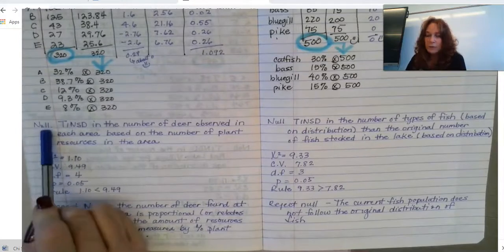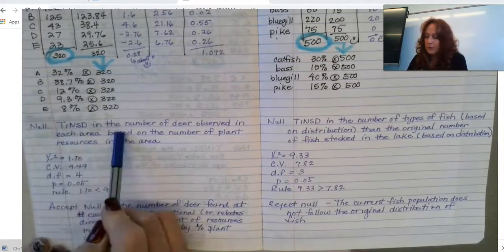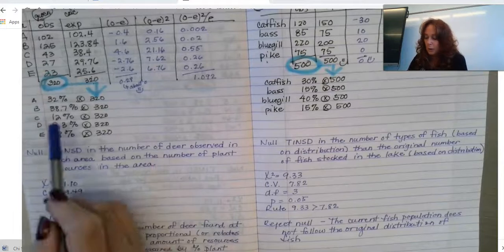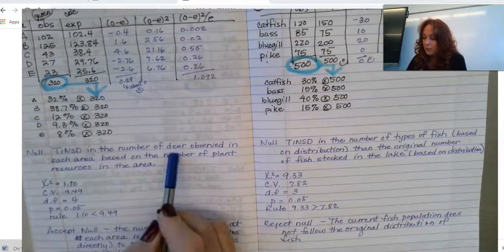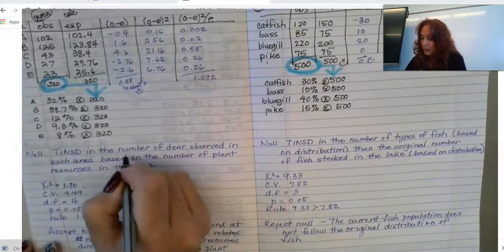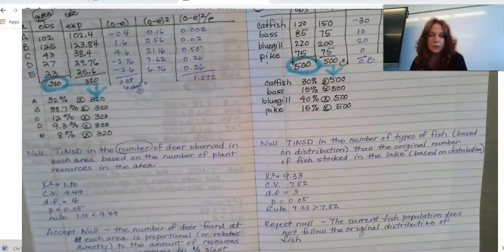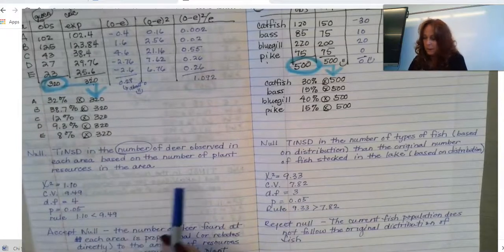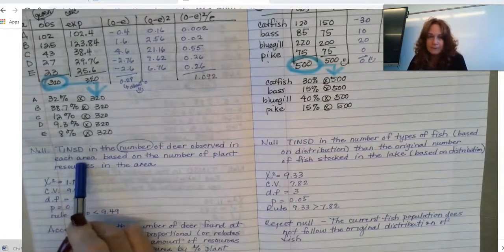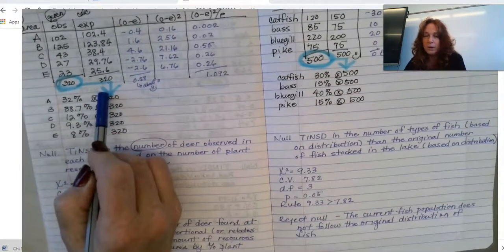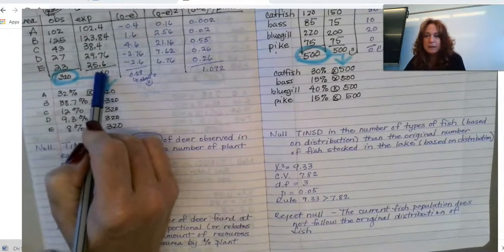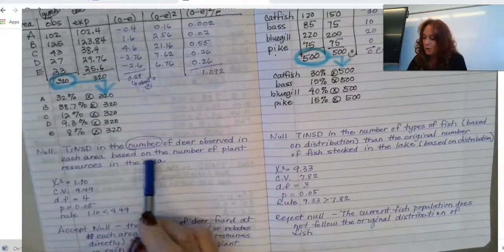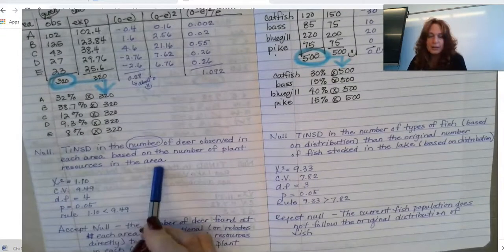So here's what I wrote for my null. There's no significant difference in what did I measure. Well, I went out in the field and I counted deer at different areas. So the number of deer observed, and notice how I keep writing number because I counted them, of deer observed in each area, based on what did I want to compare it to. Well, I wanted to compare it to the amount of resources based on the number of plants in the area. So based on the number of plant resources in the area.